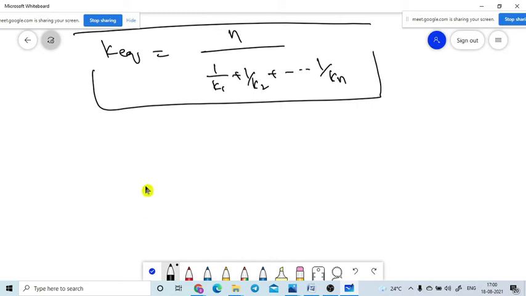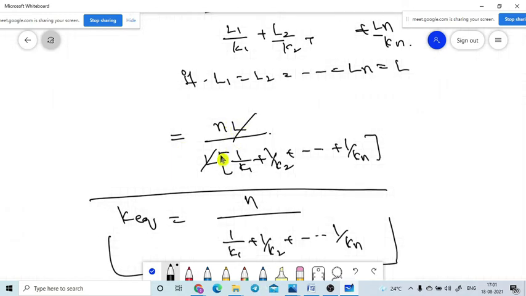Which one, please? N into L comes, right sir? So L is cancelled. Everything is cancelled. Let's see here. This L and this L are cancelled. This is the bottom L. I took the common term. That's why the top L and the bottom L are both cancelled.